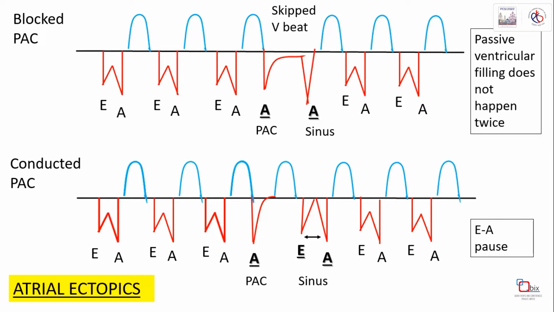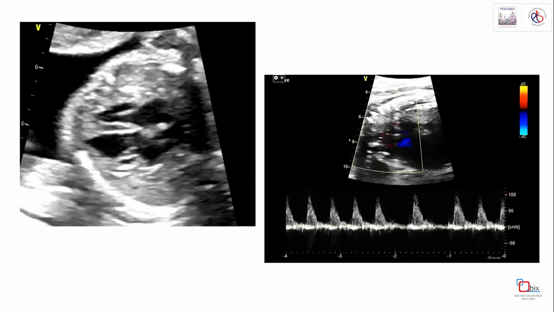In contrast to that, if it's a conducted beat, you do not have the E wave for the premature beat followed by a ventricular beat, and then in the subsequent beat you have an increasing gap or a pause between the E and the A wave. So let's just see this.